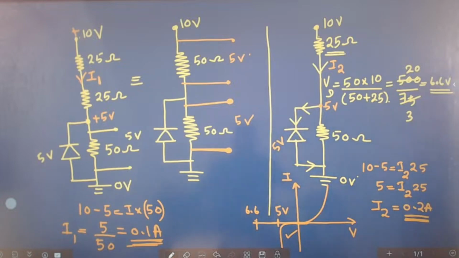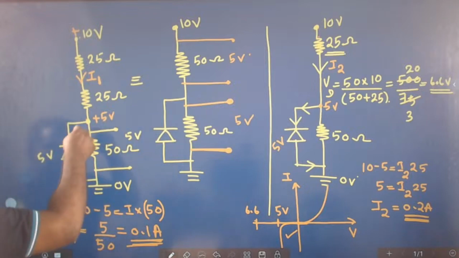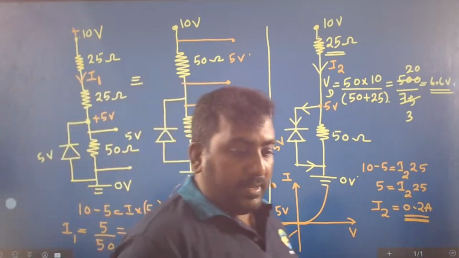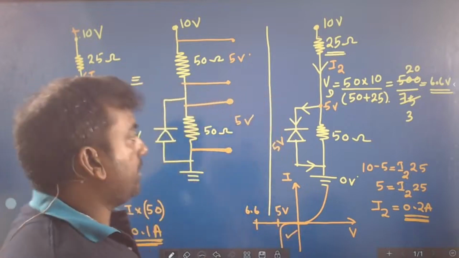Right, no? So until breakdown is achieved, if breakdown is not achieved, current will go through the resistor. But once breakdown is achieved, current will go through the diode. Is it clear? You can put in the chat. Is it clear? Okay, no?